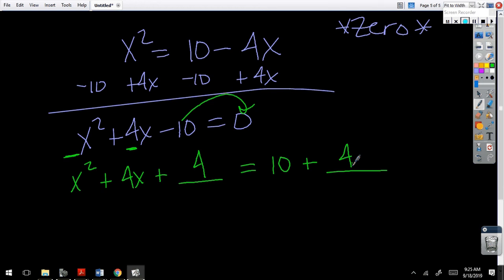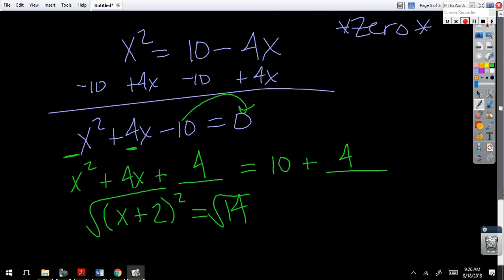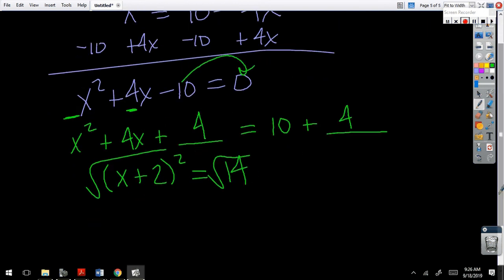Now it's easy, right? Square root both sides. 14 is not a perfect square, and it's not going to be. If it wasn't factorable, you're not going to get a perfect answer. Plus or minus? It is plus or minus the square root of 14. So x would be negative 2 plus or minus the square root of 14. Absolutely. Y'all are on this. I'm proud of you. That's the answer.